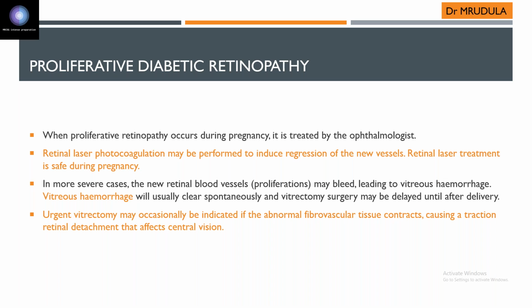Now, in more severe cases of PDR, it can lead to bleeding, which will lead to vitreous hemorrhage. Vitreous hemorrhages usually clear spontaneously, and vitrectomy surgery should be delayed until after delivery. But sometimes urgent vitrectomy is indicated if abnormal fibrovascular tissue contracts and causes a traction retinal detachment that affects the central vision. So urgent vitrectomy is only indicated in case of traction retinal detachment which is affecting the central vision. Otherwise, vitreous surgery is delayed until after delivery. So the treatment which is recommended for PDR is laser treatment.